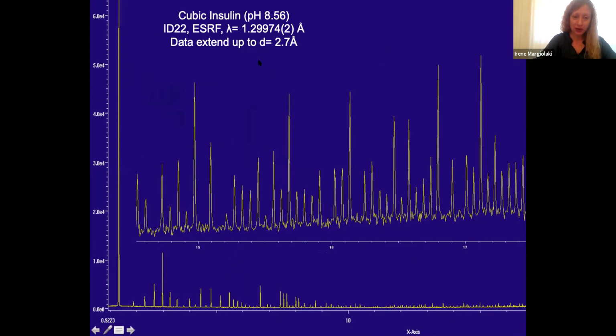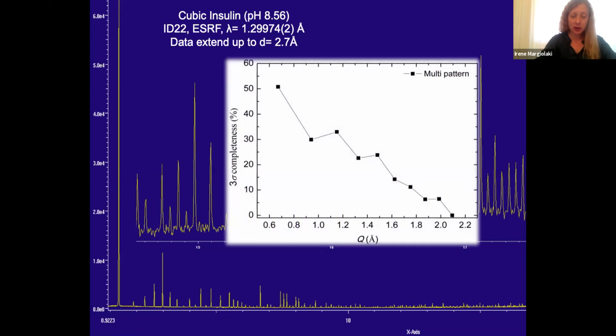Cubic insulin gives data up to 2.7 angstroms resolution, very sharp reflections, very, very beautiful data. However, in powder diffraction, the higher the symmetry, the less the information content of the data, because peaks exactly overlap due to symmetry. So the completeness of the data of this pattern is not very high. It starts from 50% and it goes down with increasing Q range, 1/D.